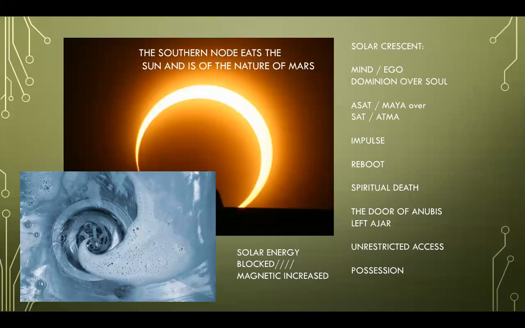And I do the picture of a drain because that's what happens to energy. It's pulled towards it like it's being sucked through. That's what the southern node does. It dissolves energy. It pulls things into oblivion.